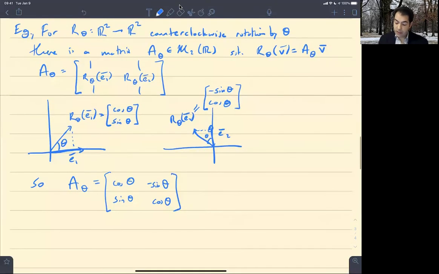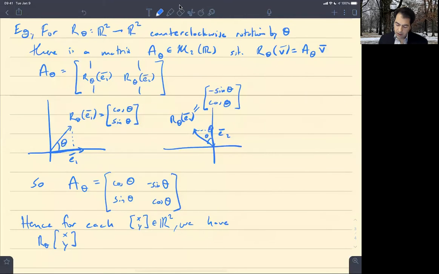Okay, well, that means that we now have a formula for this geometric map, right? So we can say, hence for each vector (x, y) in R2, we have R_theta. So rotating a vector (x, y) counterclockwise by an angle of theta is the same as just multiplying it by this matrix, cosine theta, sine theta, minus sine theta, cosine theta, applied to the vector (x, y).